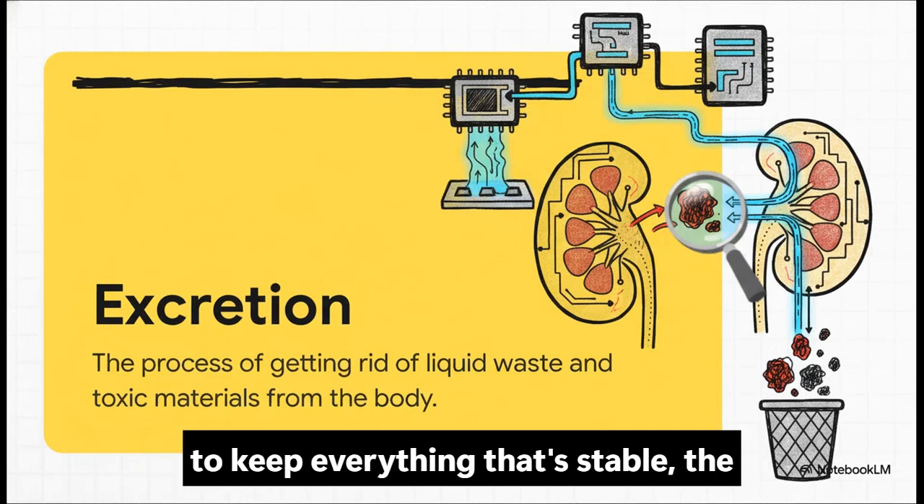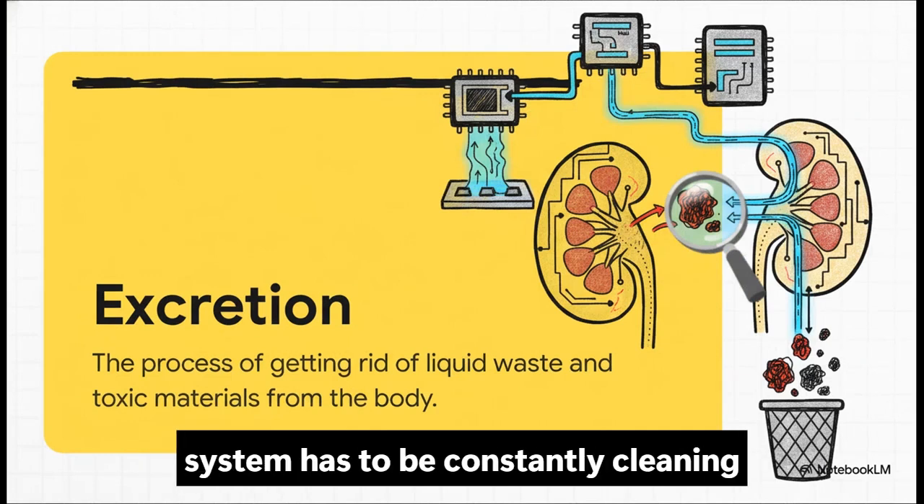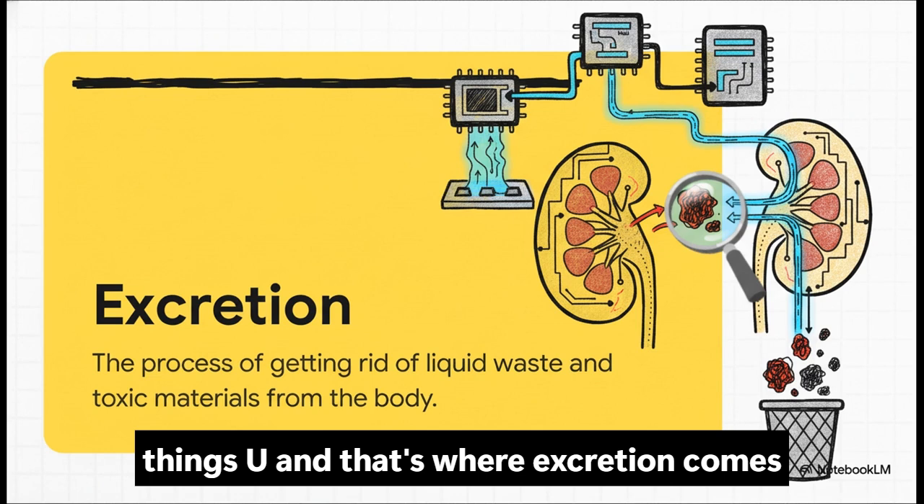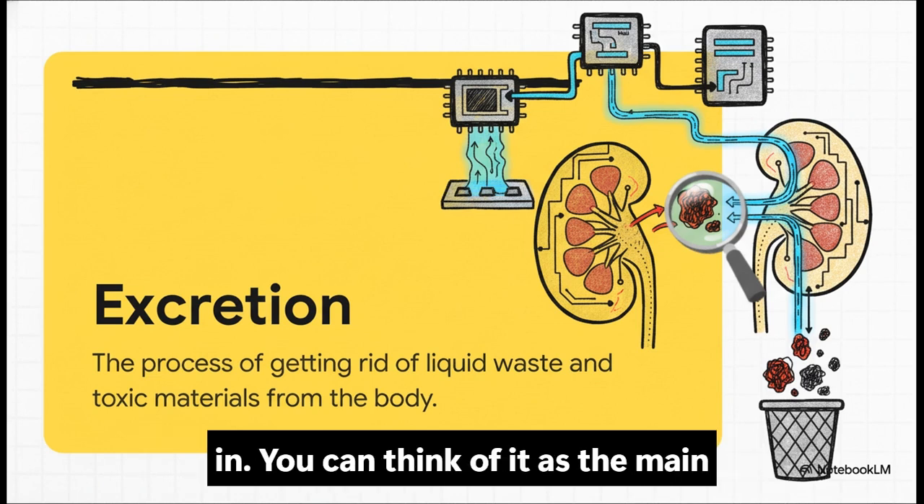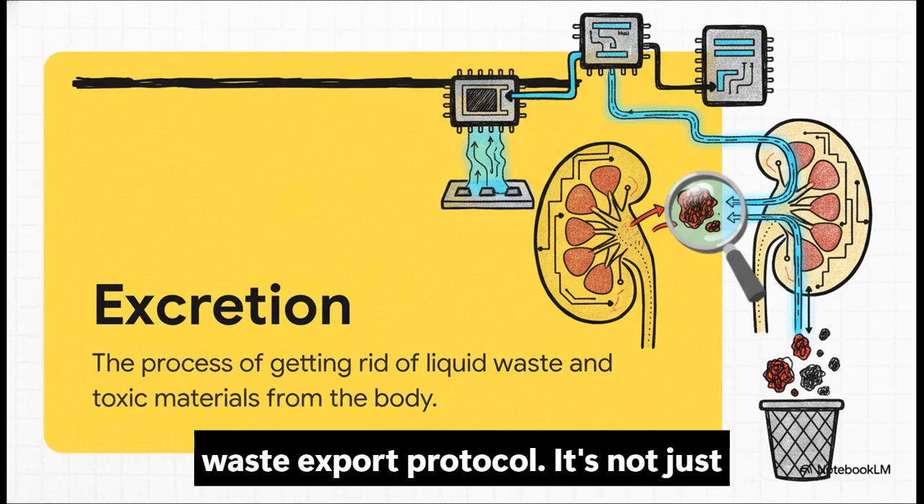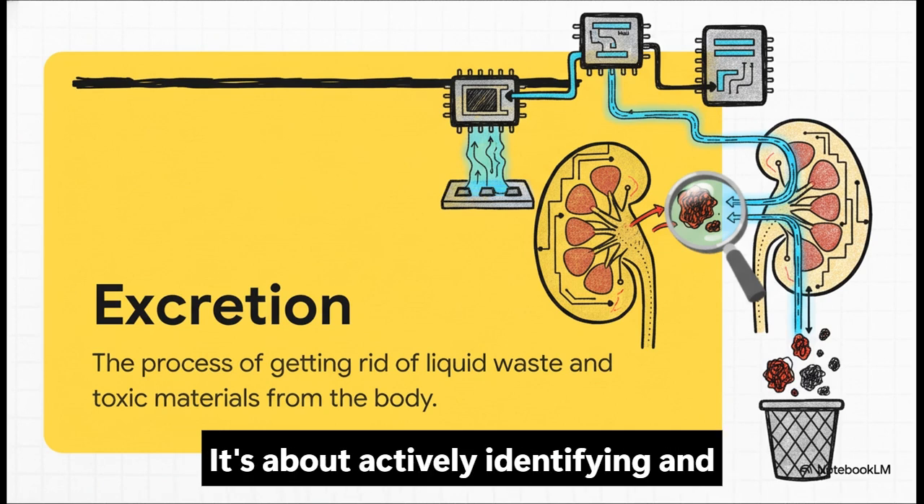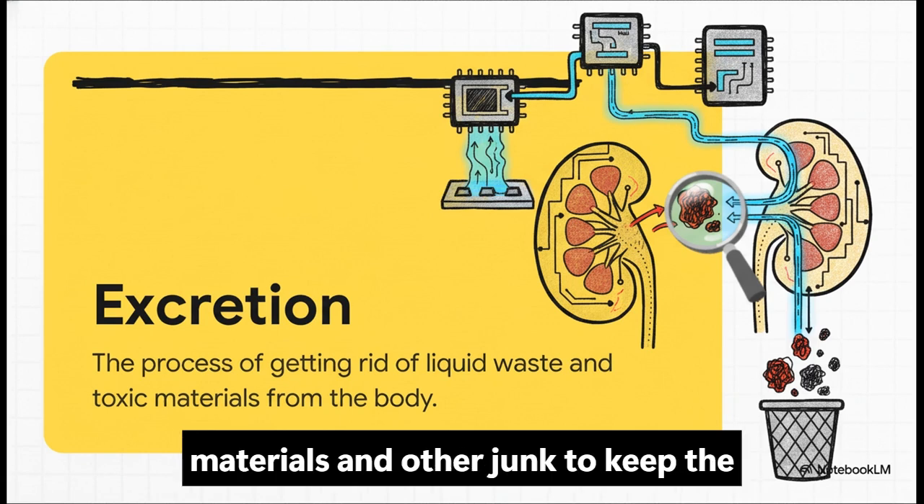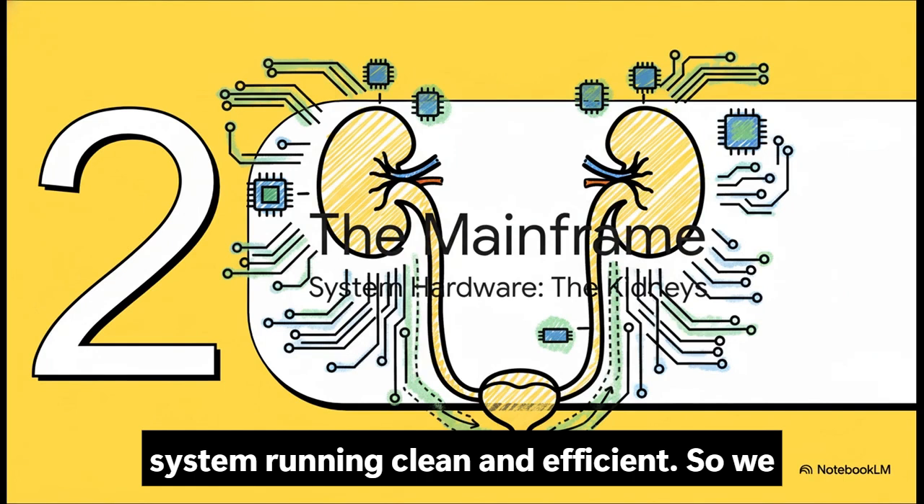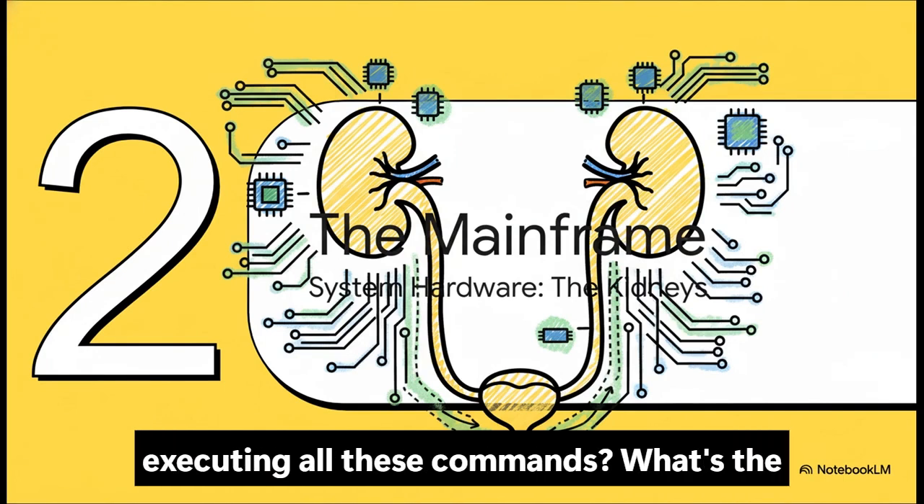Okay, so to keep everything that stable, the system has to be constantly cleaning things up. And that's where excretion comes in. You can think of it as the main waste export protocol. It's not just about getting rid of stuff. It's about actively identifying and removing corrupted data, like toxic materials and other junk, to keep the system running clean and efficient. So we get the mission, but what's actually executing all these commands?